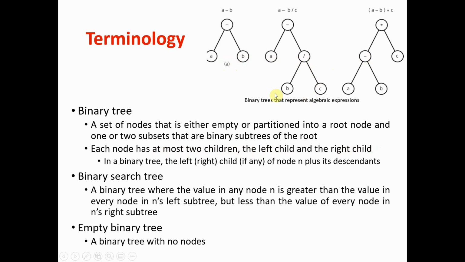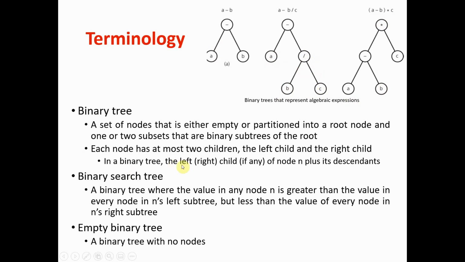Let's look at the middle one. This one has 2 children, this one has zero children, this one has 2 children, and these two have no children. The same goes for the other one. So all of them are binary trees.